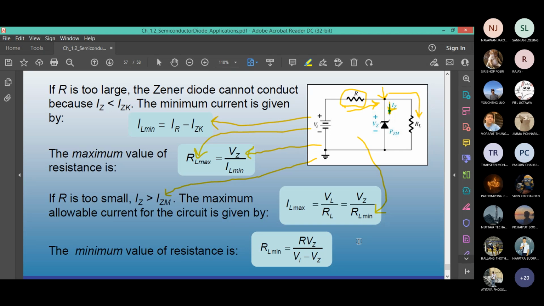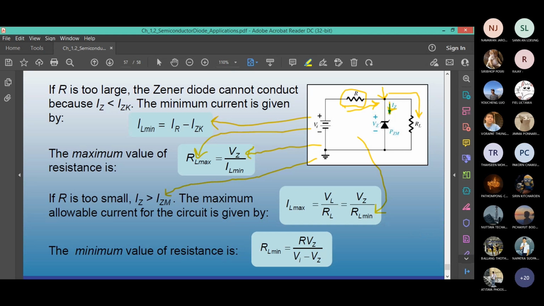Any questions? Any questions? No, sir. Okay, it looks a bit complicated. That's why there are three different types of problem in the textbook to solve.